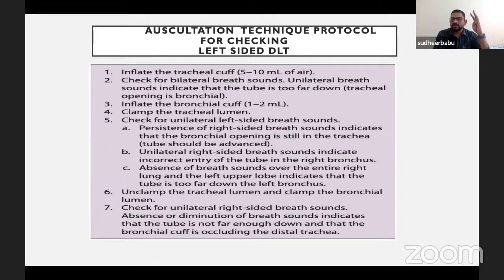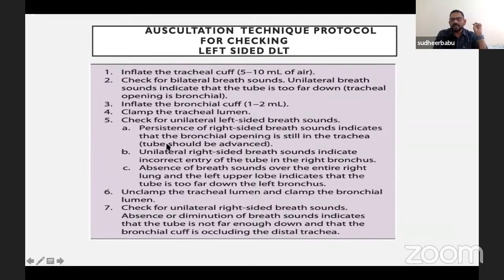So there are 3 possibilities. One, it may be on the wrong side. If it is on the wrong side, instead of hearing sounds on the left side, you may be hearing sounds on the right side. Either it can be on the wrong side, or it is too much inside, or it is too much outside. These are the only 3 possibilities, right?